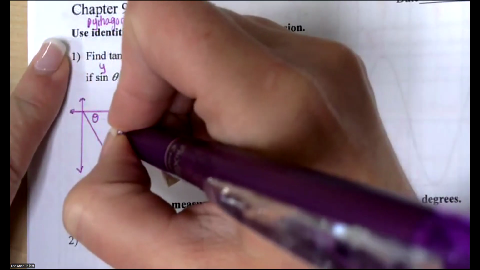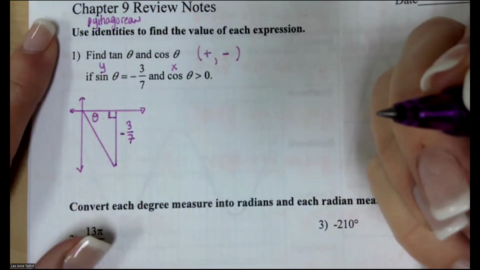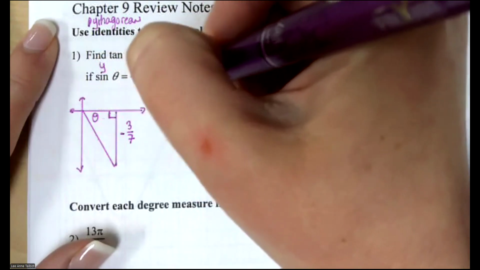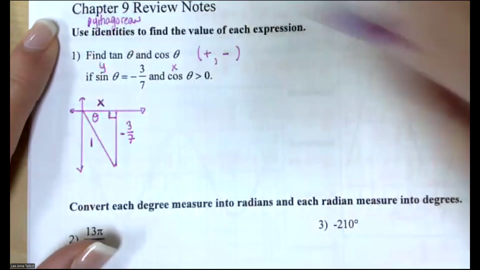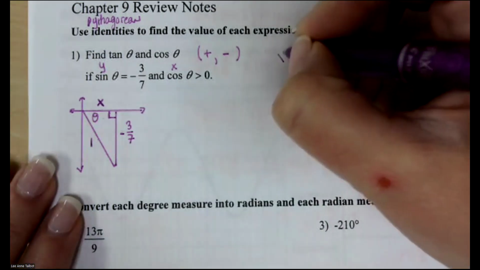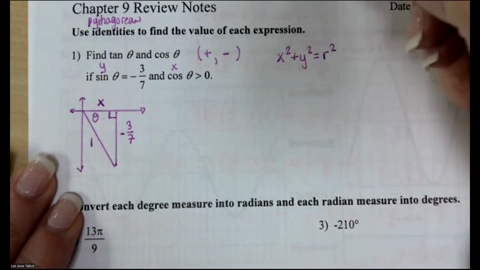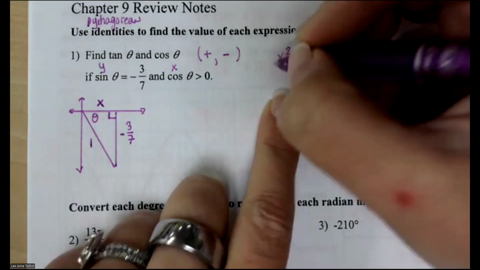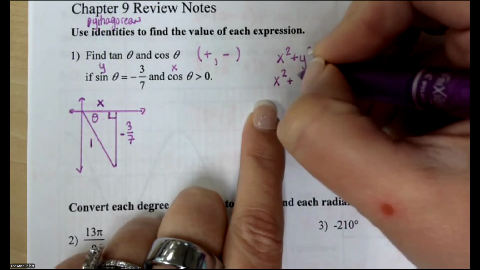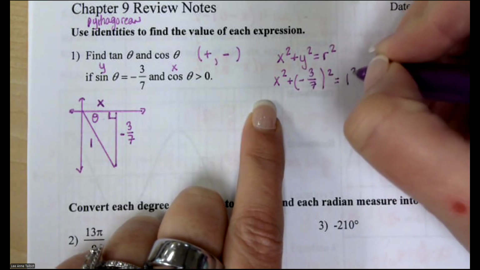Okay. It's telling me that y is negative 3/7. So I'm going to put the negative 3/7 on the y piece of the triangle. It says cosine is greater than 0. That's what I'm going to solve for. And then the radius is always 1. X squared plus y squared equals r squared. X squared plus negative 3/7 squared equals 1 squared.